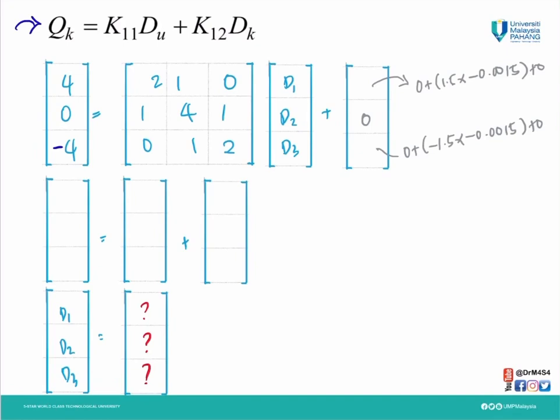Please do this, and also please make sure you know how to expand those matrices. Once you expand the matrix, you will have 3 equations and 3 unknowns. That means it is possible to solve these simultaneous equations. Alright, right now please be careful, since Dk in our problem here is not all 0, we cannot simply cancel it out. You have to be extra careful to expand the matrix for K12 and Dk.